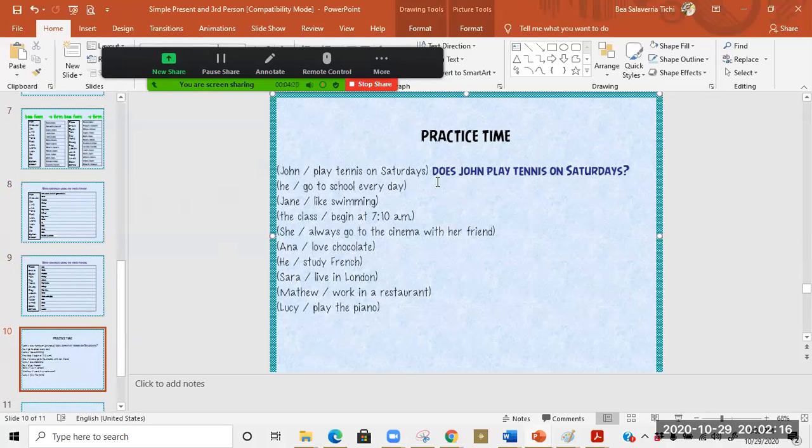I did the first one. Here it says, John played tennis on Saturday. Lo único que hago cuando formulo preguntas es pasar el auxiliar al inicio, antes del nombre o de quien se habla en la oración. Por ejemplo, si yo digo, John plays tennis on Saturdays, mi pregunta sería, does John play tennis on Saturdays? Como does ya está cargando la tercera persona, el verbo ya no necesita la s. Cuando hago preguntas con do y does, mis respuestas siempre van a ser yes or no. Does John play tennis on Saturdays? My answer is yes, he does.